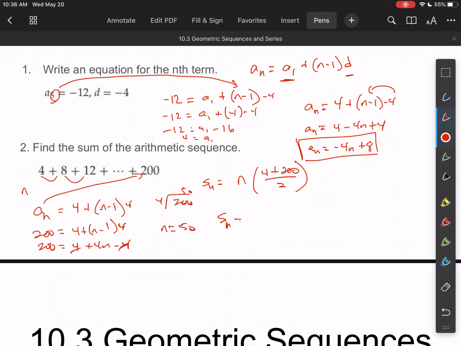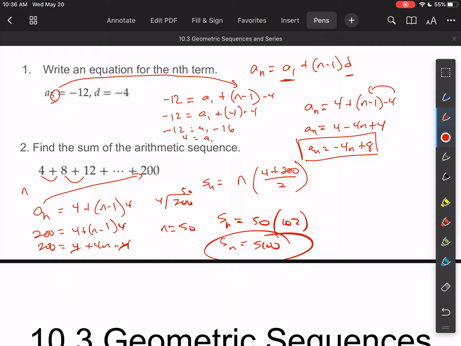So I have the sum is equal to 50 times 200 plus 4, which is 204, divided by 2, which is 102. If you multiply that out, 102 times 50, you end up with 5100.